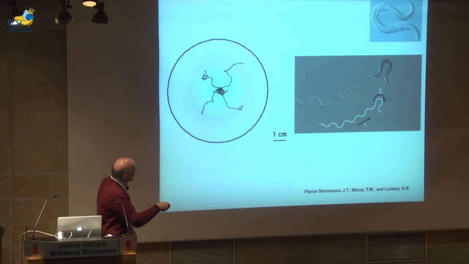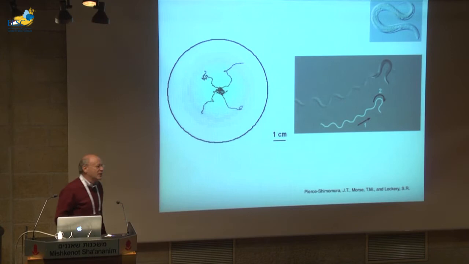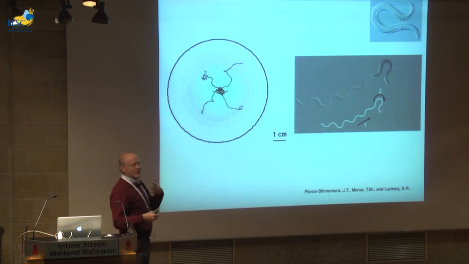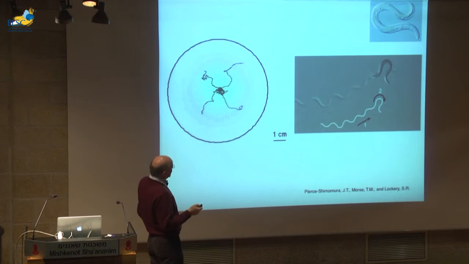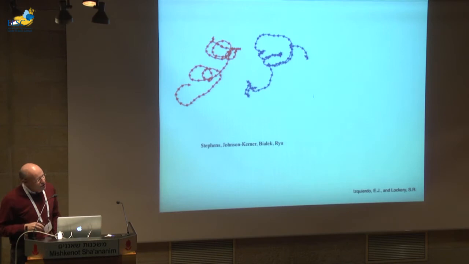That's what this guy is doing, and that's what this guy is doing. They do a turn that sends them off in a new random direction. These are called pirouettes, but it's the same sort of run and tumble scheme that bacteria use. And by this scheme, eventually, as you can see, they get to the middle. On the other hand, they also have another strategy.